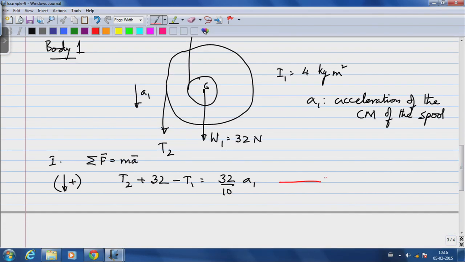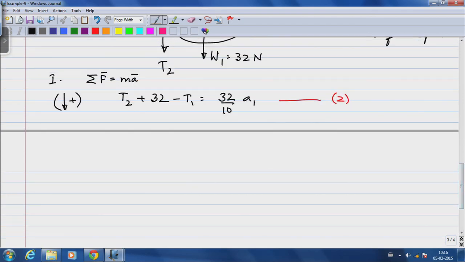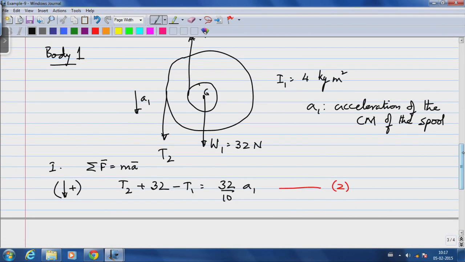The second one is coming from Euler's first law applied to body 1. And now, we will look at the rotation of this body. So, let us say this spool has a clockwise angular acceleration alpha. The spool is one rigid body, and the point to understand here is that A1 and alpha, and as a matter of fact A2 as well, are related.